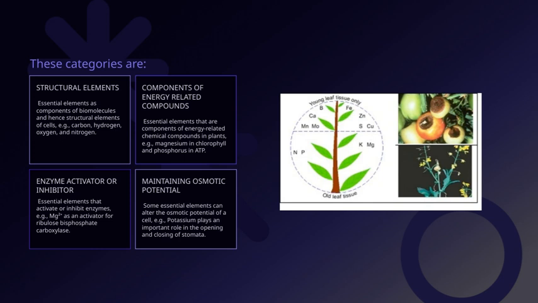Moving on, maintaining osmotic potential also involves elements that activate or inhibit enzymes. Take magnesium, for instance, which acts as an activator for ribulose bisphosphate carboxylase, an enzyme necessary for photosynthesis. Additionally, essential elements are key components of energy-related chemical compounds within plants.